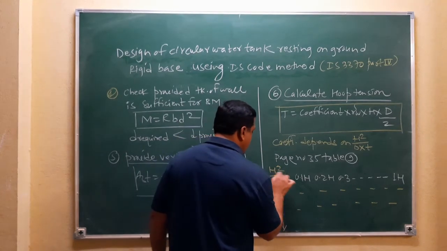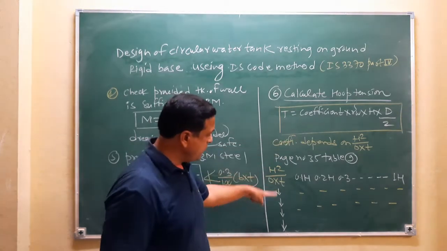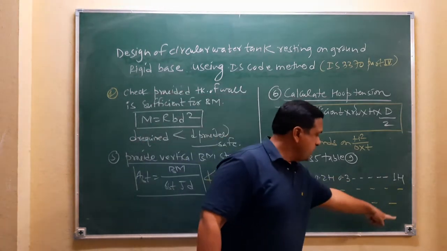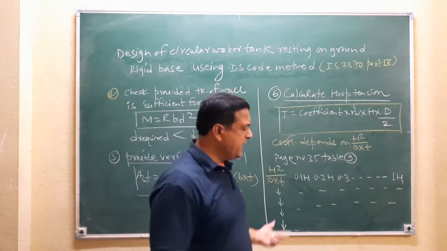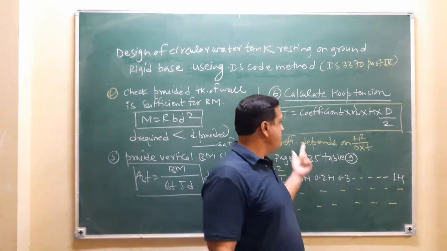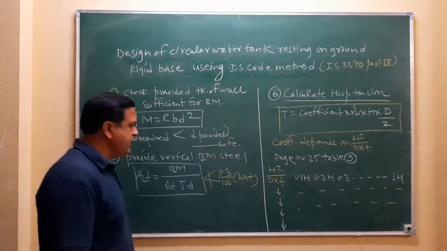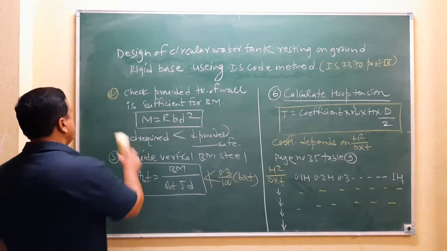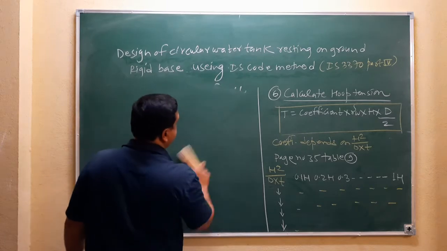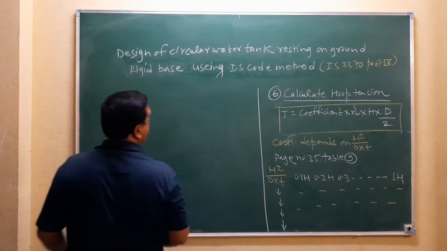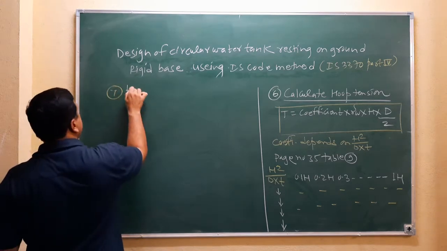And these coefficients depend on the h square upon d ratio. You have to first find out the h square upon d ratio. Pick up the maximum coefficient from the table, neglect the sign, and find out the hoop tension. Isn't it? Okay. Now next stage, once you find out the hoop tension, then in step number 7, provide the hoop steel.